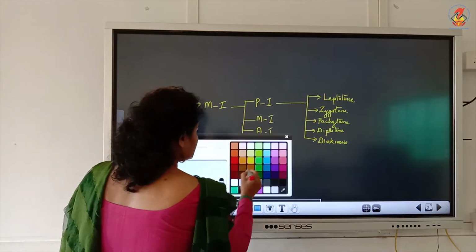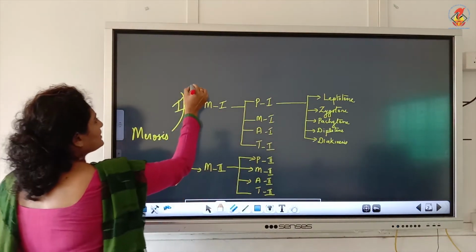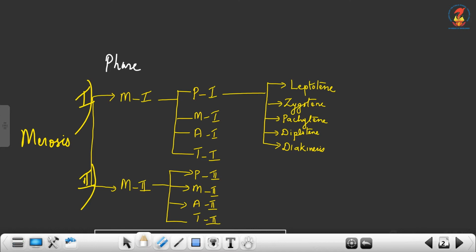So I will indicate in white. This is the phase, these are the stages, and only for prophase there are the substages. So let us get started with meiosis.